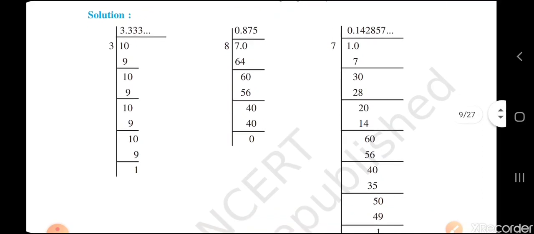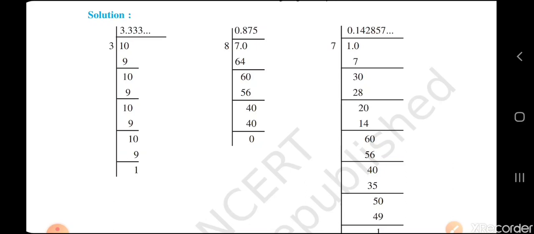So in 10 upon 3, the remainders are 1, 1, 1, 1 and so on, and the divisor is 3. Next, in 7 upon 8, the remainders are 6, 4, 0, and the divisor is 8. Next, in 1 upon 7, the remainders are 3, 2, 6, 4, 5, 1, again 3, 2, 6, 4, 5, 1, and the divisor is 7.